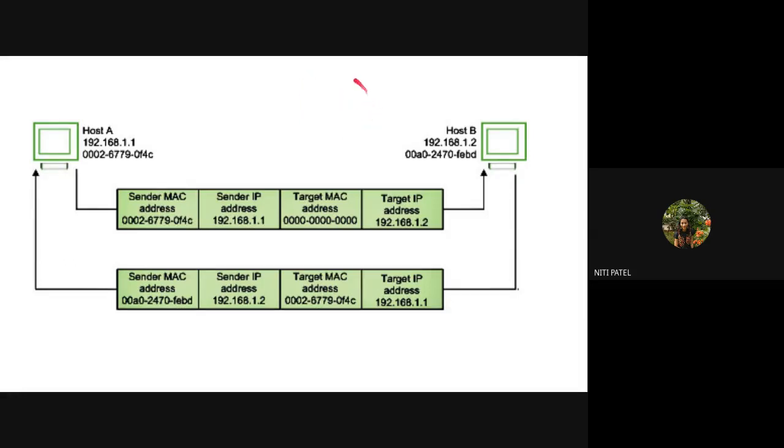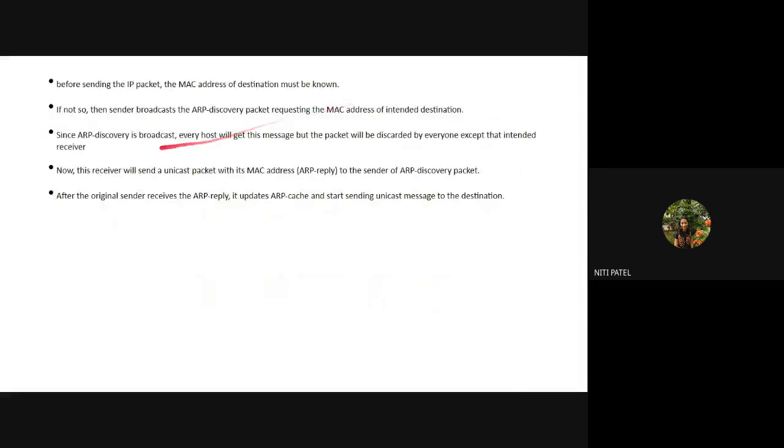Like this, if I had one more computer, say D, it will also discard that message. Why? Because the IP address is not matching. So even if there are 1,000 computers, every one of the 1,000 computers on the network will receive this packet, but it will only be delivered to the target machine where this IP address is matched. The rest will all discard this packet. So that is what this line is talking about. It will be accepted only by your intended receiver.